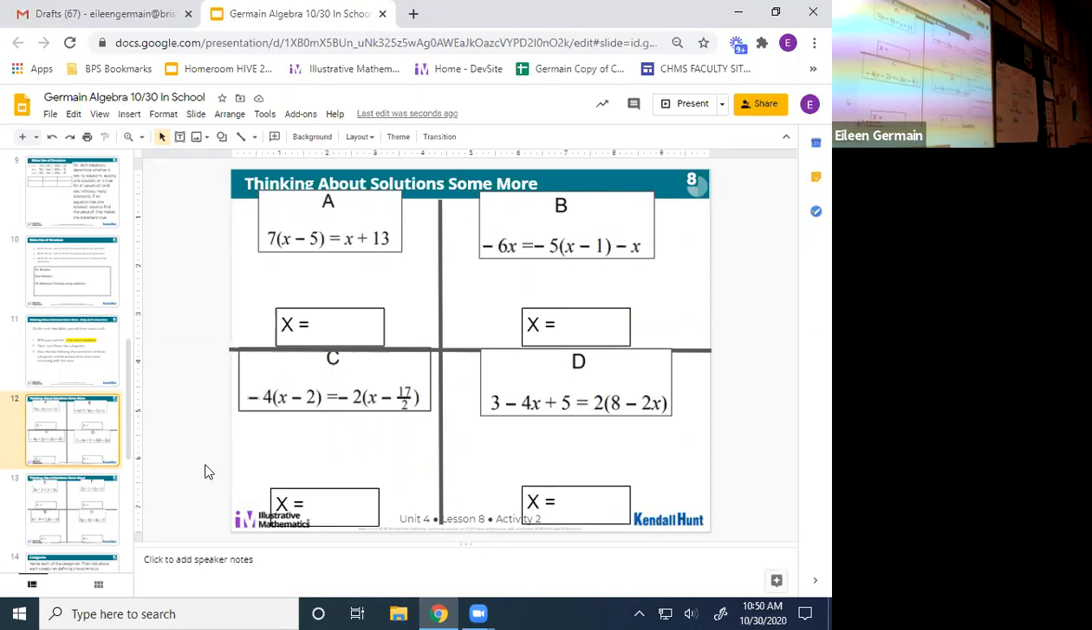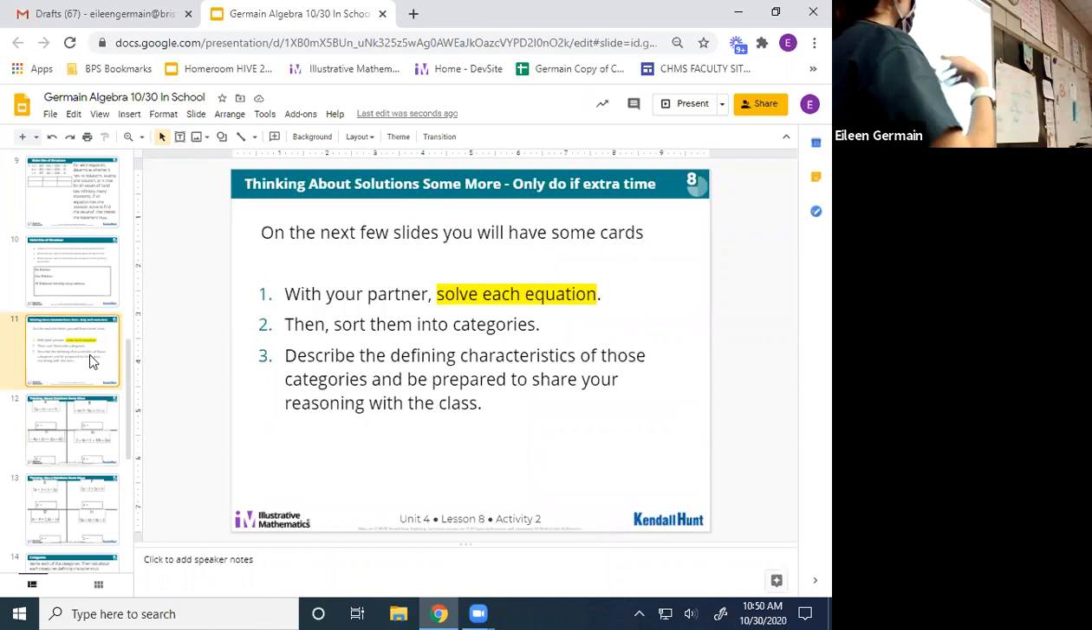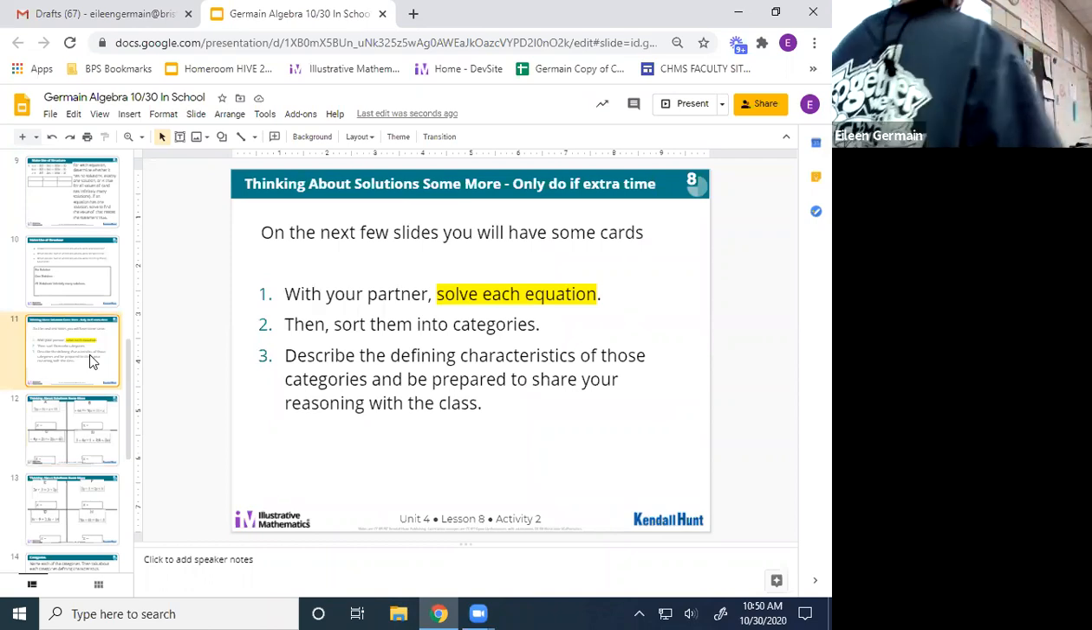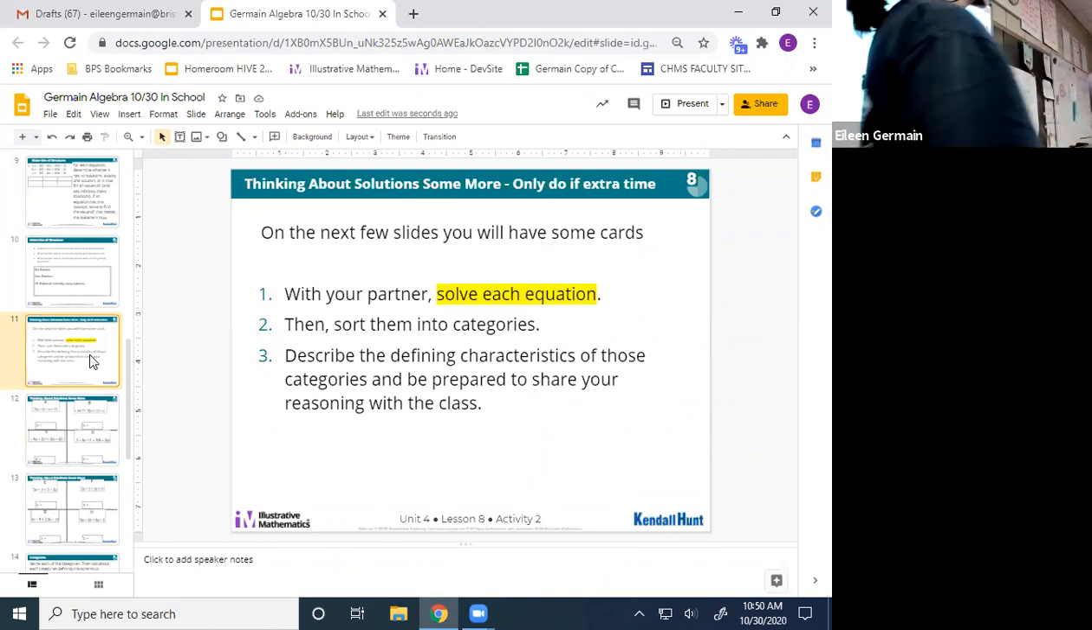So on 12 and 13, we have to do the following. It says on the next few slides, you will have some cards with a partner or independently. To start off, I want you to solve each equation, then sort them into categories.